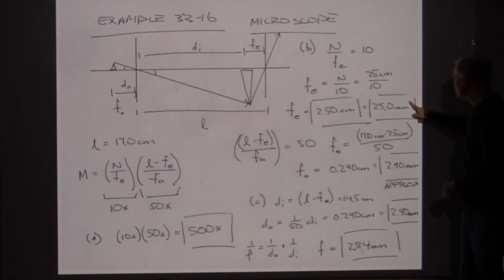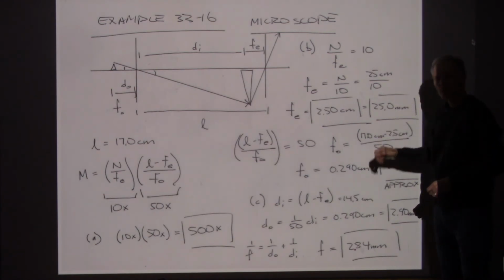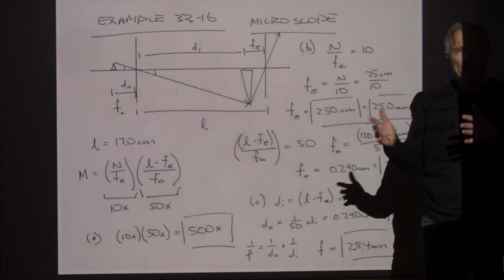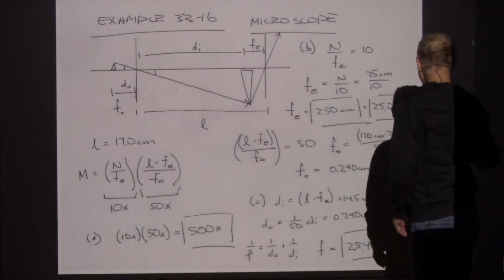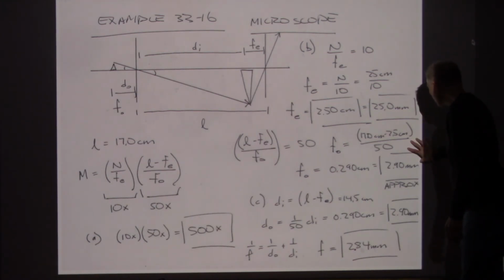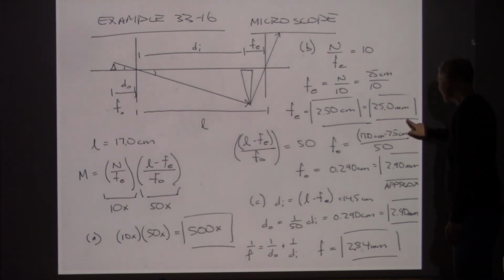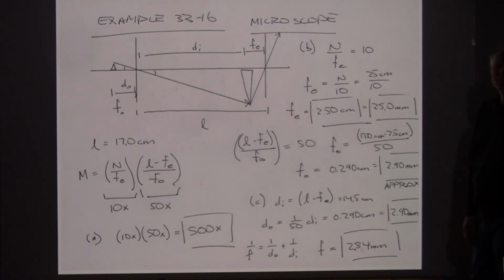Those are the two focal lengths for the two lenses, the objective and the eyepiece, that we would want placed 17 centimeters apart from each other in order to get the 500 magnification that we're claiming we are going to be getting with this microscope. So it just comes down to getting lenses with these focal lengths, and you can see that's a really short focal length.